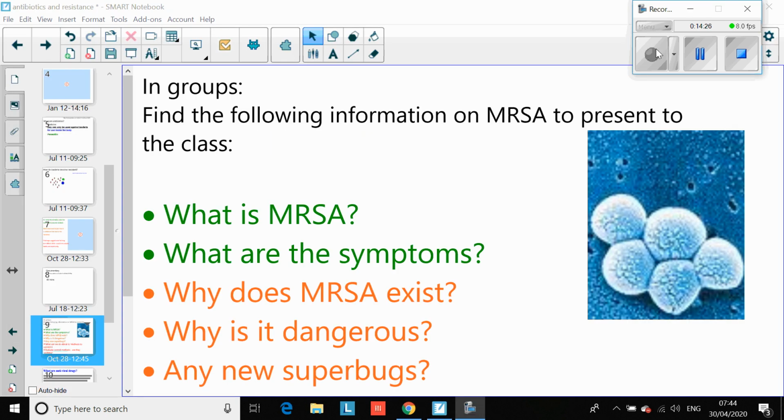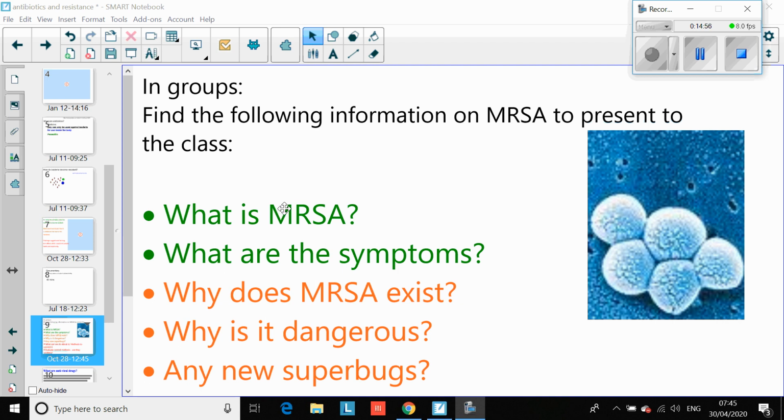Now, next lesson, we are going to learn about one of these so-called superbugs. It's called MRSA, which stands for methicillin-resistant Staphylococcus aureus. Now, Staphylococcus aureus, or strep throat, as it's sometimes known, is just the kind of bacteria that gives you a bit of a throat infection. However, this one has become resistant to a type of antibiotic called methicillin, which is kind of like a bit of an upgrade on penicillin.